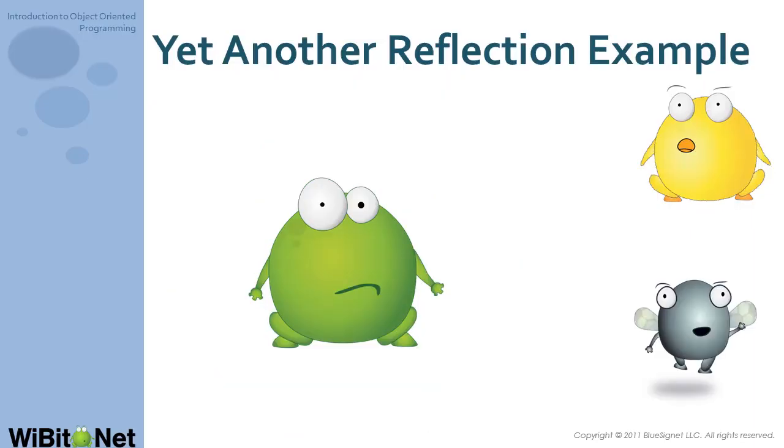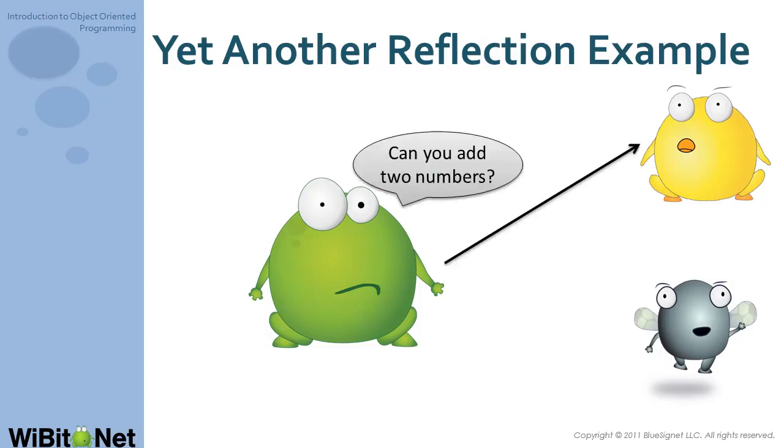All right, just to drive it in, let's go through one more example. I think there's actually two more. So here's the frog, and the frog has a task that wants to be carried out. Now, in this particular case, the frog knows that he has to add two numbers, but he himself can't add two numbers. Nor does he know who can. So he has to scrutinize the environment to find an object that can. So he goes to the chick and he asks, can you add two numbers? So now he's not asking, are you this type of object? He's asking, do you contain this type of functionality?